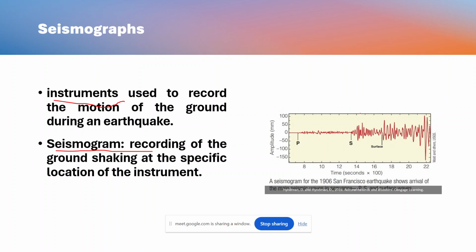So this is a seismogram. Don't confuse it. Seismograph is the instrument and seismogram is the recording.